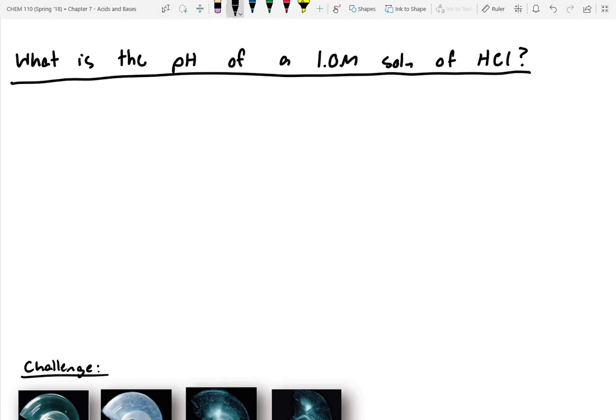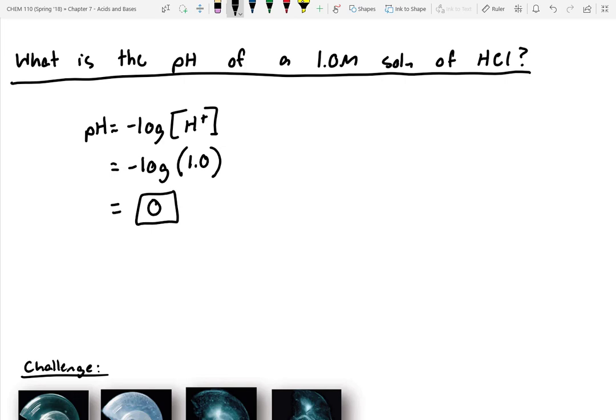So let's try this. Like we saw before, you can find pH by taking the negative log of your acid concentration, which in this case we know is going to be negative log of 1.0. What's the answer going to be here? 0. This is something that throws people. You can get a pH of 0, and depending on the concentration, you can sometimes get a negative pH.